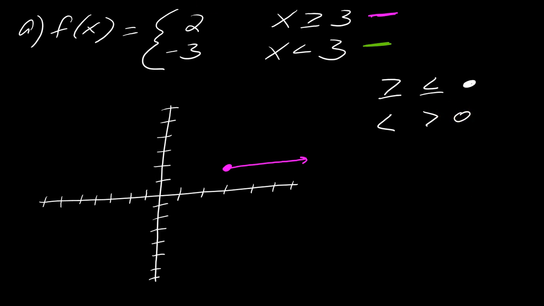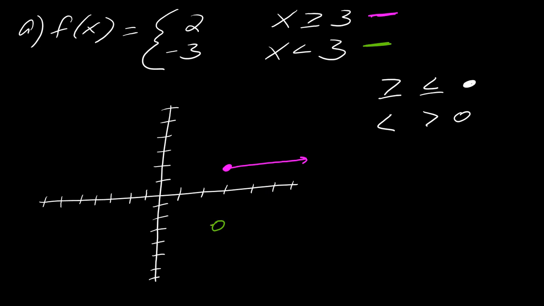So I'm going to come down to x equals 3 again, except now I need to use the constant function -3. If I come down to 1, 2, 3, here's where the constant function of -3 would start, right here. And I need to continue this for all x's less than 3. So that's going to be everything going this way.